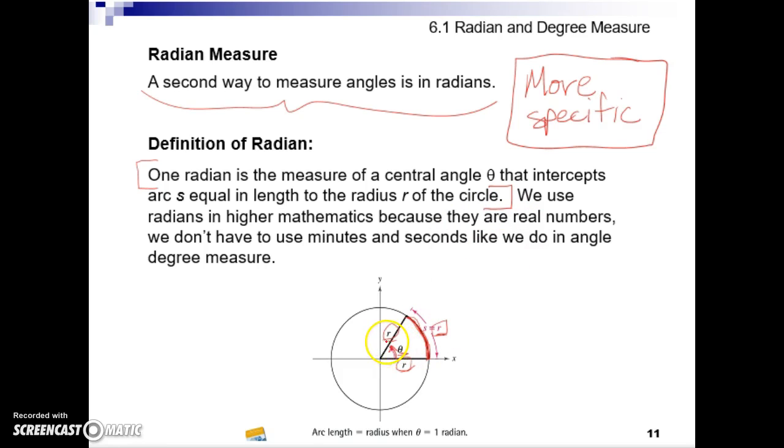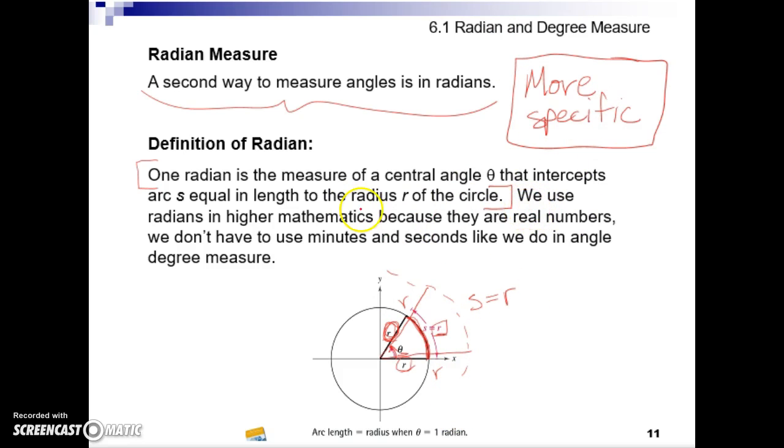And it doesn't matter the size of R. It doesn't have to be this circle. That's true for any circle we want to go out here and draw in the plane. As long as this arc S is equivalent to the radius of that circle, then that measure is radian measure.